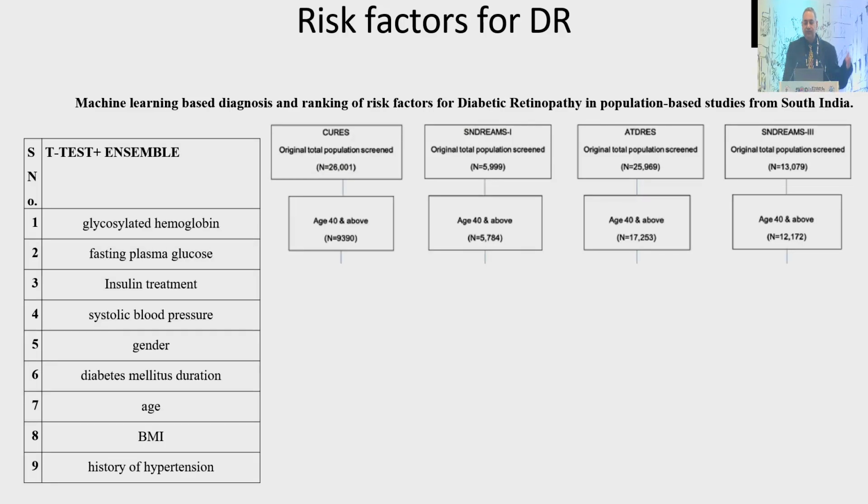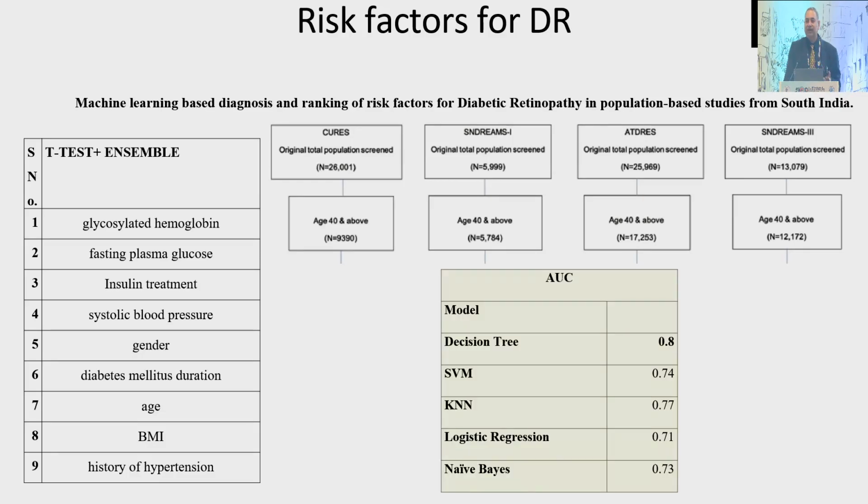And then we used machine learning techniques to rank these risk factors by level of importance. We came out with an AI algorithm using just these risk factors, because it's next to impossible to screen 106 million people with diabetes in our country. Probably a staged approach using risk factors, and screening those who are at more risk, is a solution at the community level.